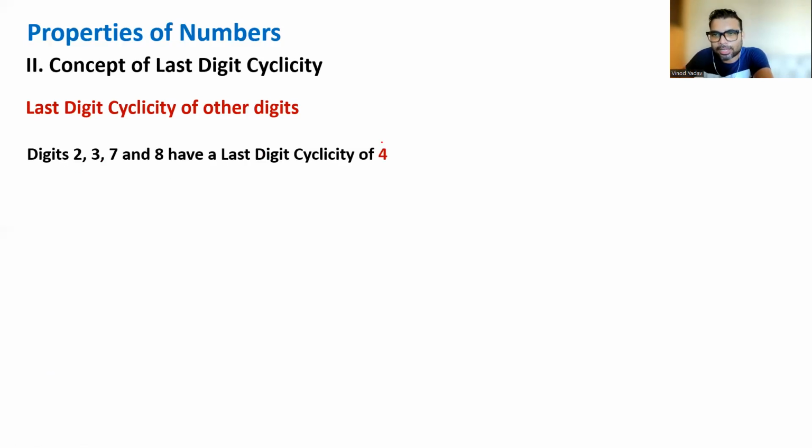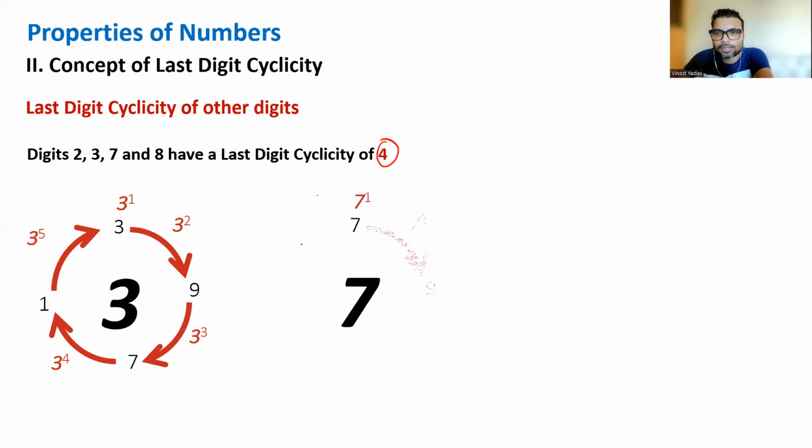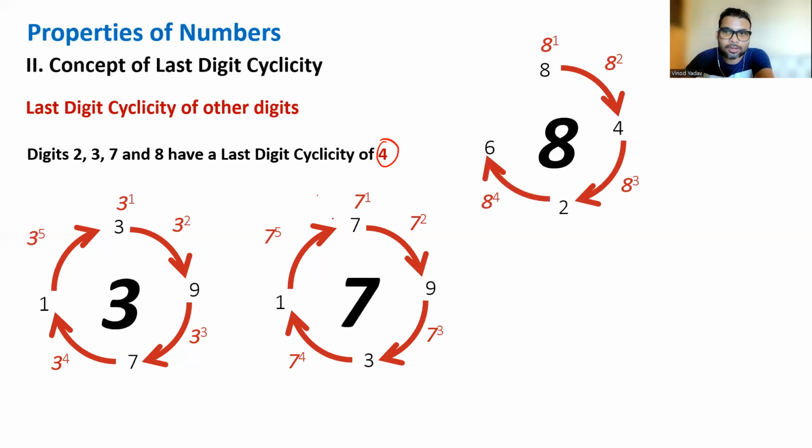So 2, 3, 7, 8 have a cycle of 4. 2 ka to humne dekh liya. So 3 also you can explore like this. So see, 3, then 9, then 7, then 1 and 3. 3971, 3971 in this order. 7 ka dekhte hain. 7 9 3 1 7. Basically, pehle 4 powers hi explore kiye hain. 7 9 3 1, 7 9 3 1 in this order, not any random order. Theek hai? First 4 powers. Similarly for 8, 8 then 64 to 4 aya, 512 ka 2 aya, into 8 to 6 aya. Into 8, fir se 8 aa gaya, so 8426, 8426.